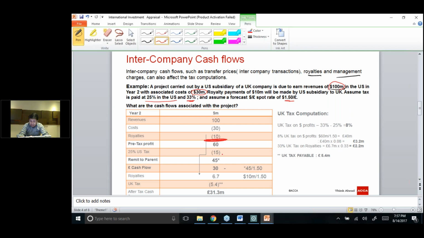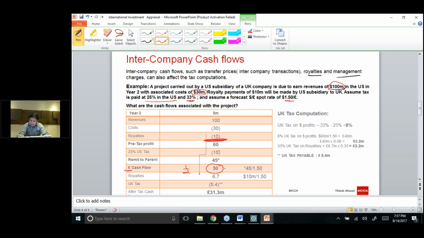60 minus 15, 45 million is being remitted to the parent company. When we remit 45 million, that 45 million will be converted at the exchange rate of $1.50 per pound. That will become equal to 30 million pounds, because all the workings now will be in pounds.